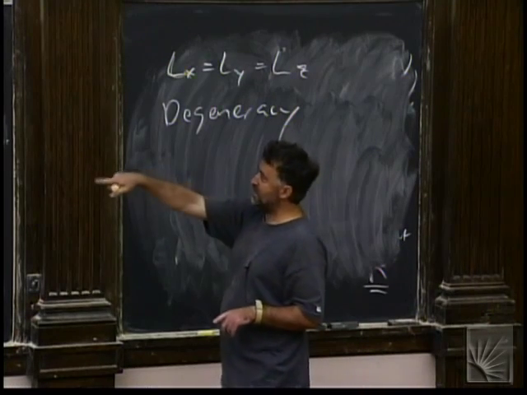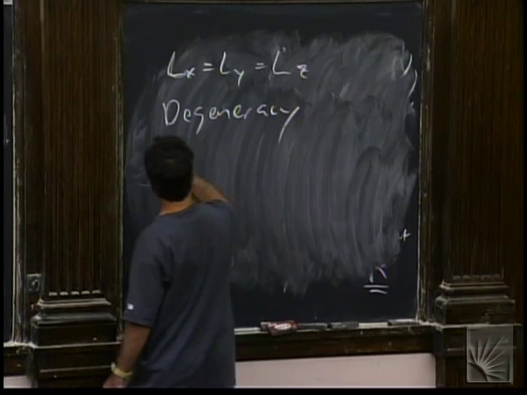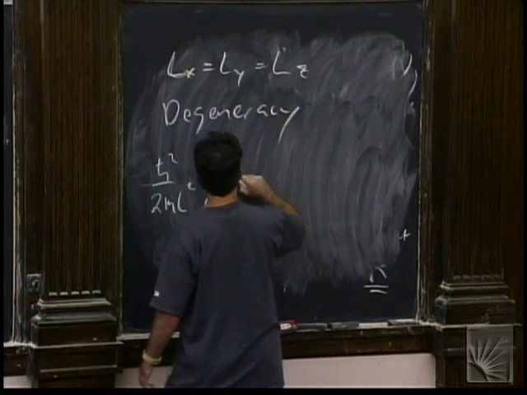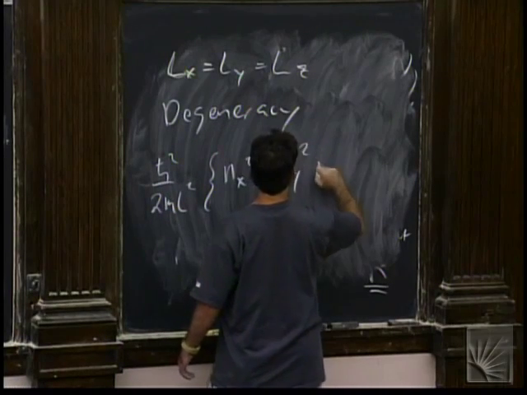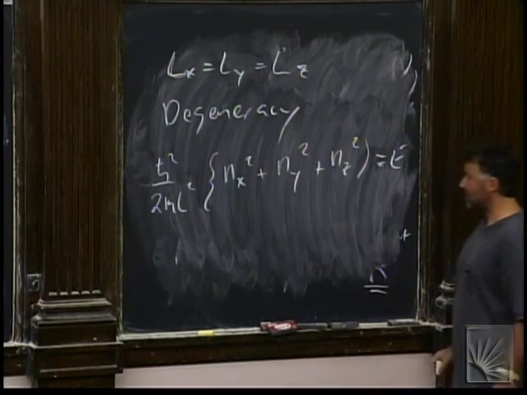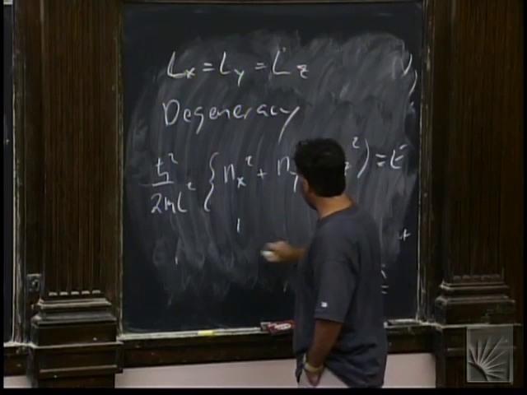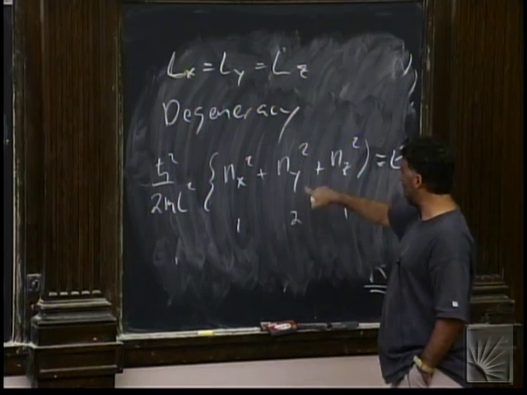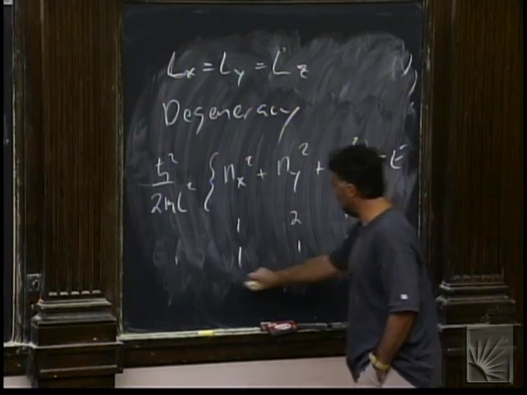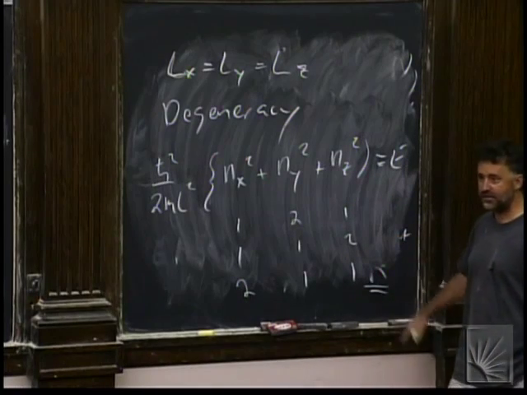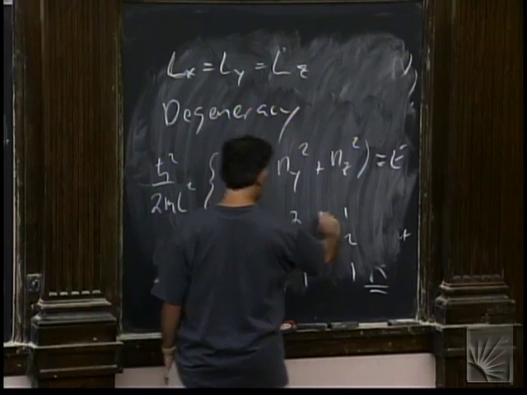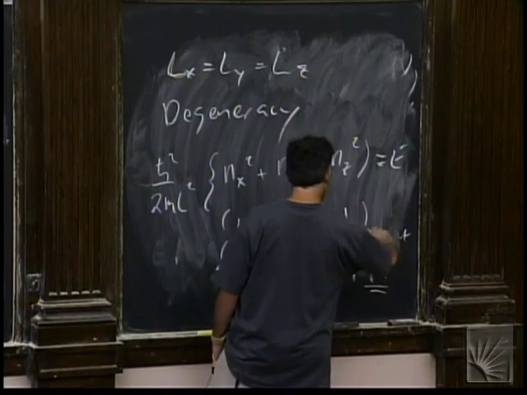Well, if you do an example, if you set those three equal, then you basically have h bar squared over 2m L squared times n_x squared plus n_y squared plus n_z squared is equal to E. And now obviously you have obvious degenerate states, like if I set n_x equals 1, n_y equals 2, and n_z equals 1, and I compare that to 1, 1, 2, and I compare that to 2, 1, 1. Let me write it this way, with some commas and brackets in there.